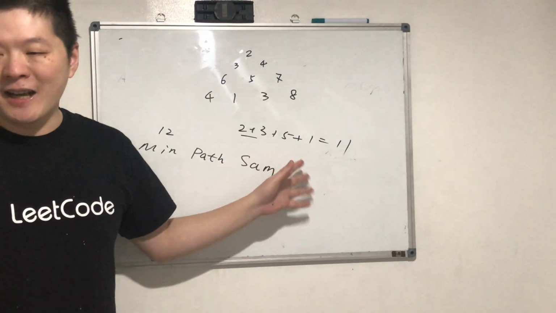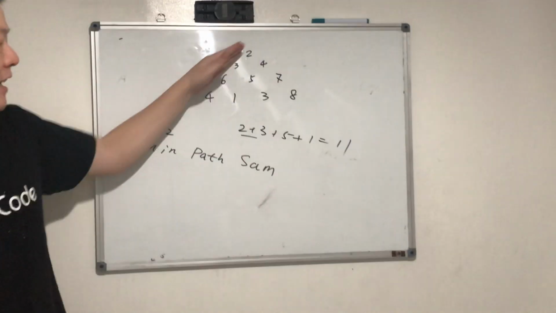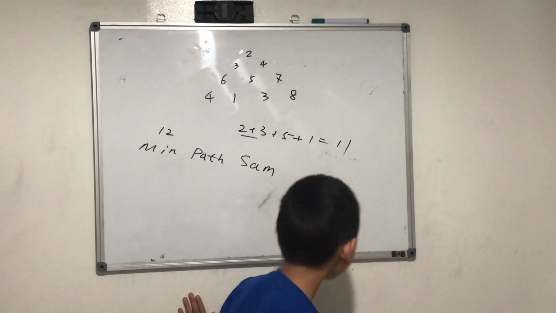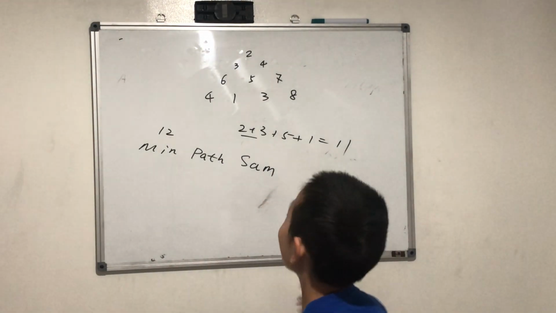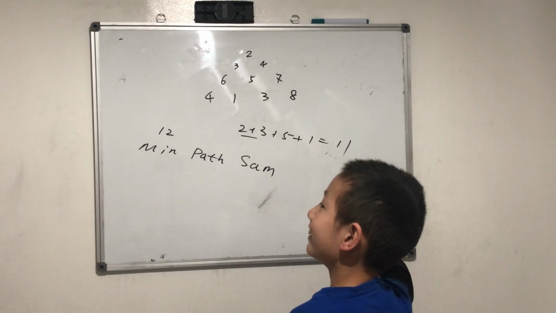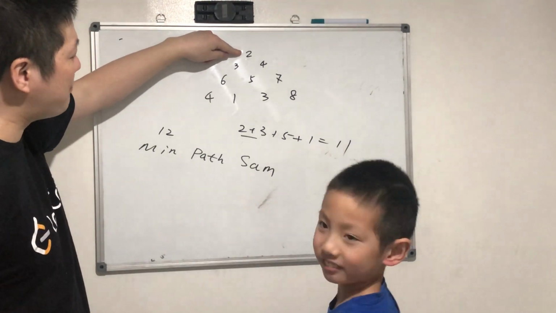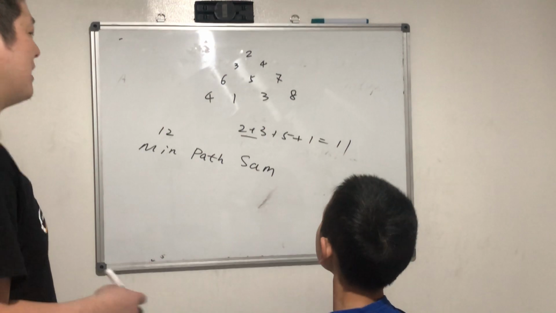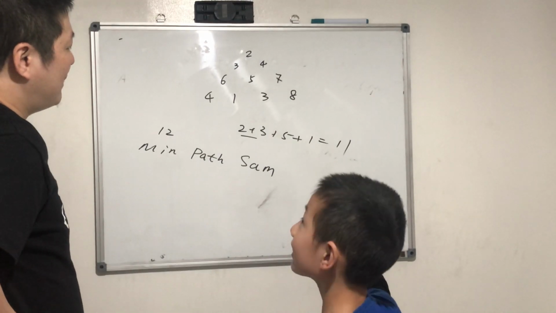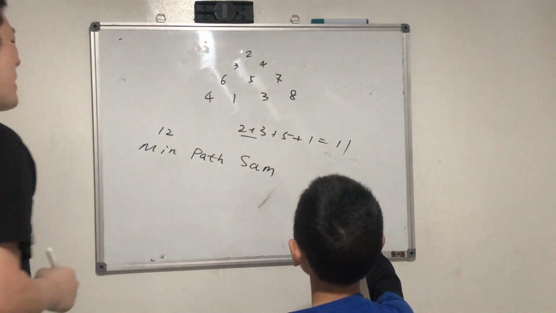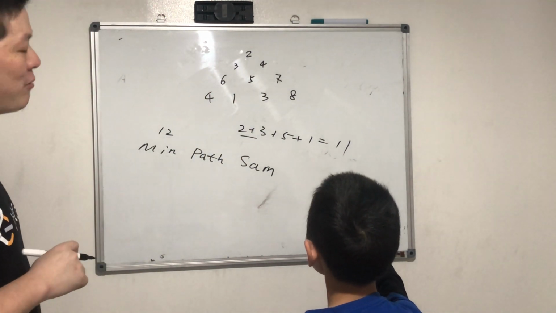So, any idea how we're solving that? I mean, this is kind of a triangle. You just add all the smallest numbers in each line. Good try. Look, you're saying you pick the smallest. That may work, but in some cases it may not work.